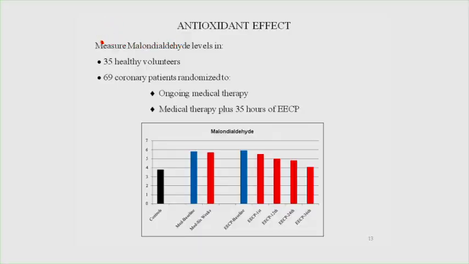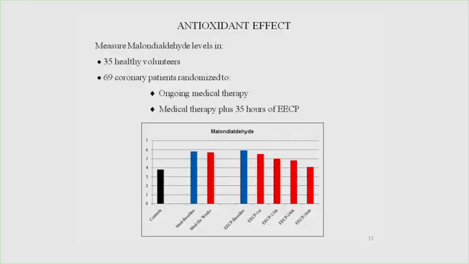Are we doing more than generating collaterals? It turns out ECP provides an antioxidant effect. Well, if we have an antioxidant effect, we're going to downregulate the immune response. We're going to block LDL oxidation. Here we're going to measure malondialdehyde levels. This is a marker of oxidized phospholipids. Remember, the phospholipids of the LDL get oxidized first and the protein later.